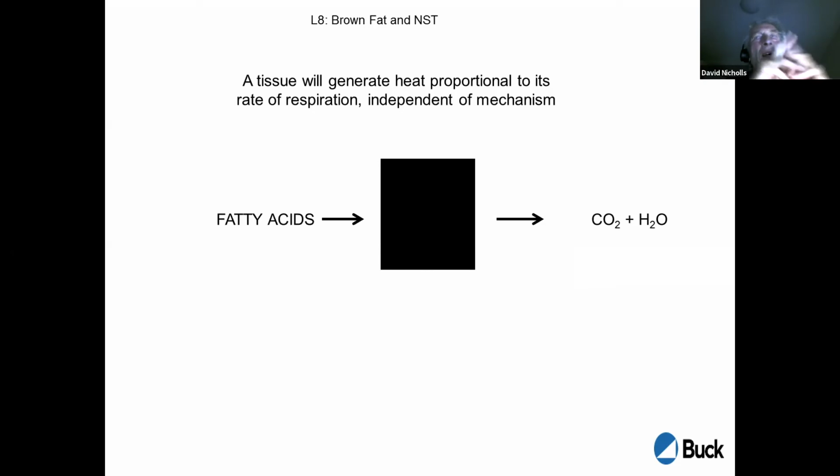So let's start with my favorite subject, thermodynamics. And this is a model of a brown fat cell. What I want to emphasize is that the rate of heat production by any mechanism is dependent on the rate of conversion from substrates to products, how fast that occurs, and is totally independent of what's happening inside the black box. So it's independent of mechanism.